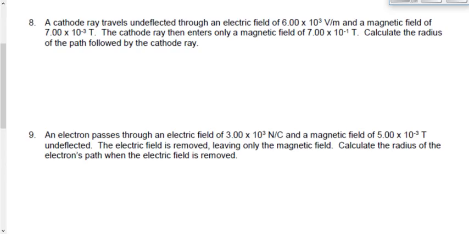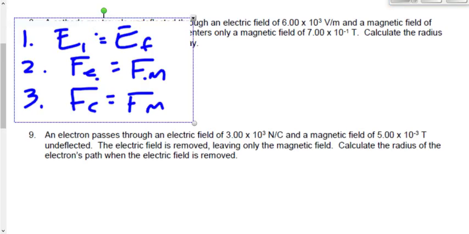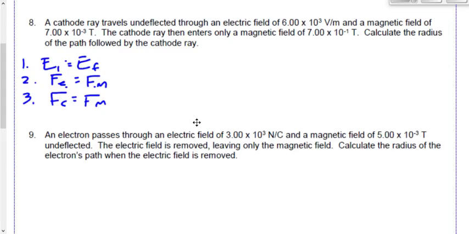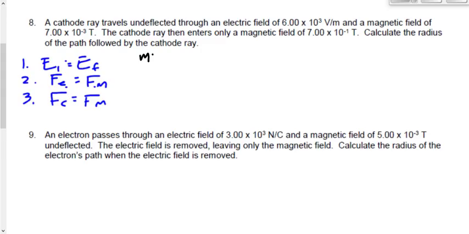Next question we want to go over is number 8. It says a cathode ray passes undeflected through an electric field and a magnetic field of this, and then it enters just a magnetic field. What's the radius of the path followed by the cathode ray? I just copied and pasted my information from my 3 chambers or sections: the acceleration chamber, the velocity selection chamber, the main chamber. Which one am I going to do here? The main chamber, okay.